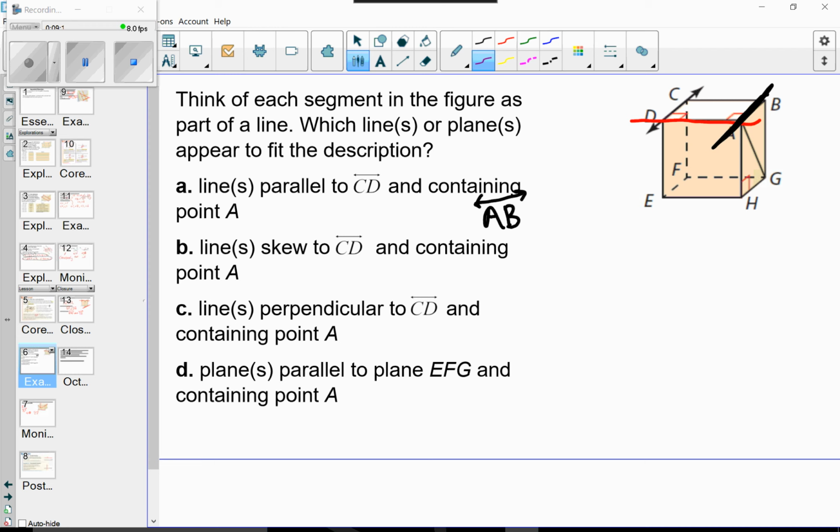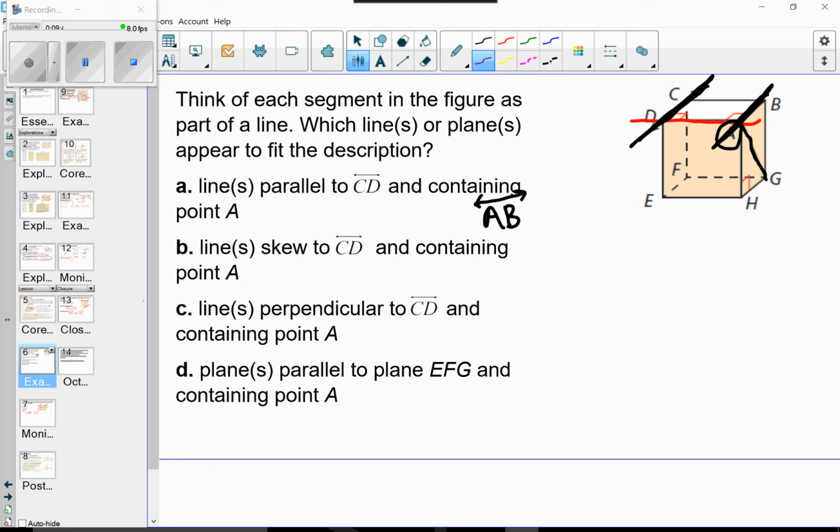Now, a line that is skew to CD, and it contains point A. Okay, so we want skew to CD, and it has to contain the A. Remember, A again is right here. So I could do a couple things. I could do AG.